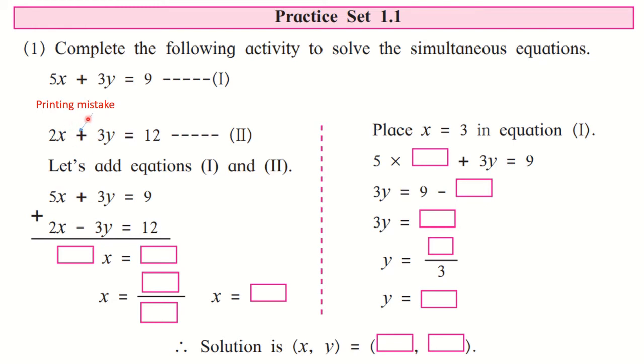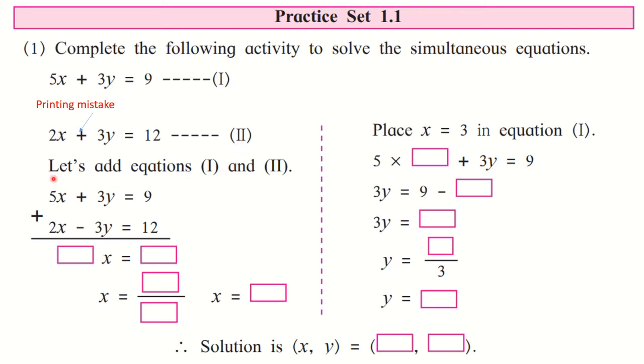In old textbooks, the printing mistake is there. In a new edition, printing mistakes are rectified. Okay, so those who are having old textbooks, or if the same thing is repeated in the new edition also, take a note of this. You can clearly observe that here they have written the minus sign and here the plus sign is there. So take a note of this printing mistake from the textbook. So the first equation is 5x plus 3y is equal to 9, and the second equation is 2x plus 3y is equal to 12. They are numbered as 1 and 2.